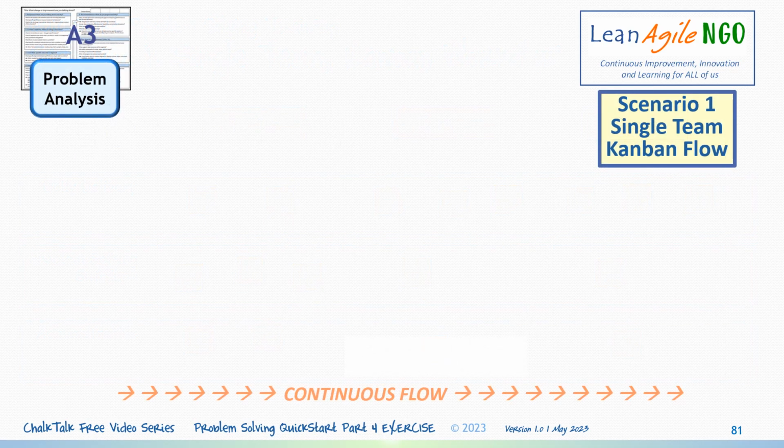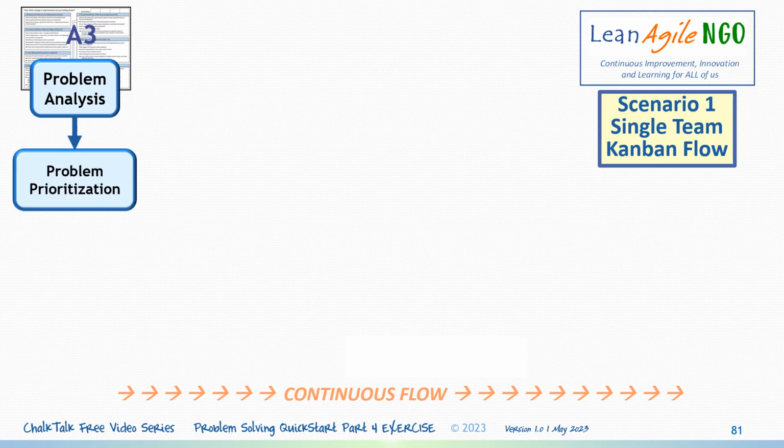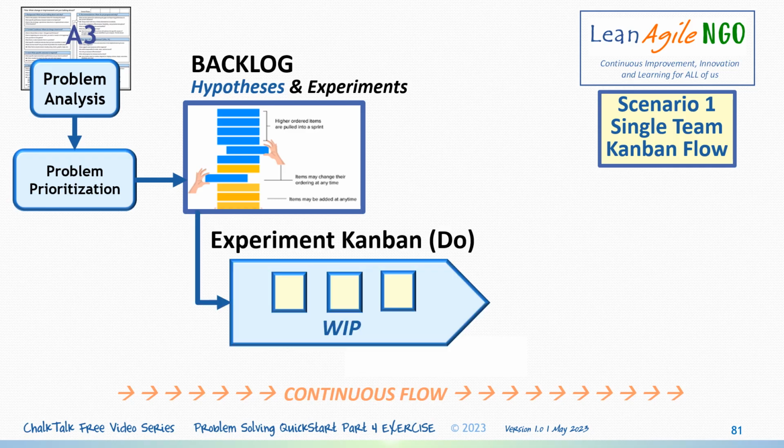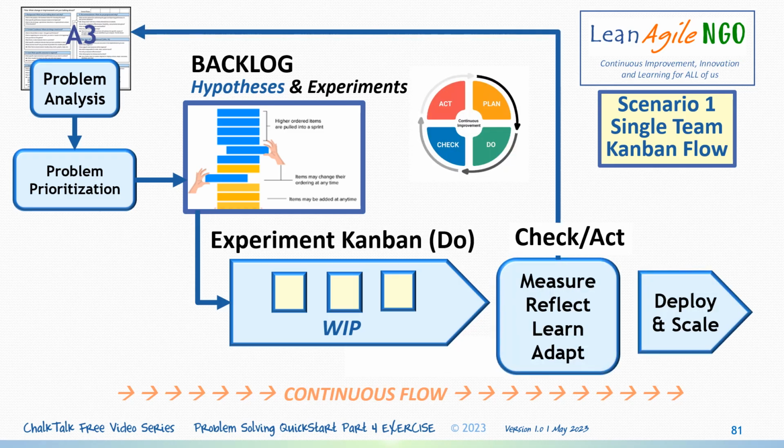Here's a stylized depiction of Scenario 1 that we'll use for comparison with the other 2 scenarios, which I'll share in a moment. The team starts with a problem analysis. They prioritize and sequence the problems and experiments. They update their backlog. Problem solving, along with all other work, is pulled through their Kanban each day, which helps keep all their work flowing smoothly. After each experiment and at the end of each day, they measure the result, reflect on what they've learned, and update the backlog for the next day.